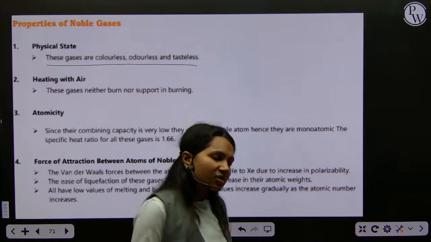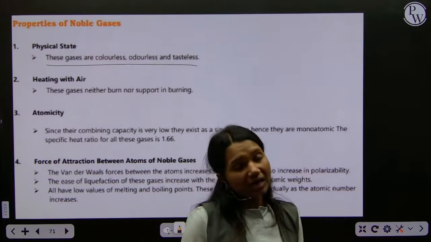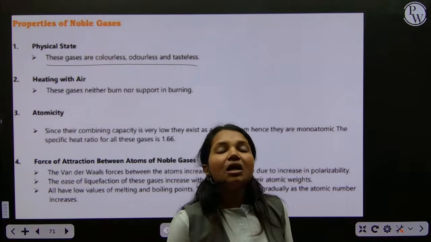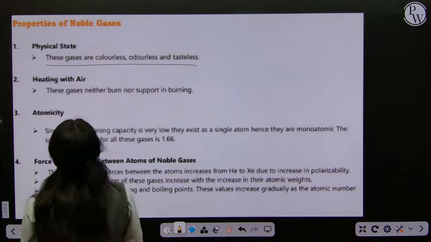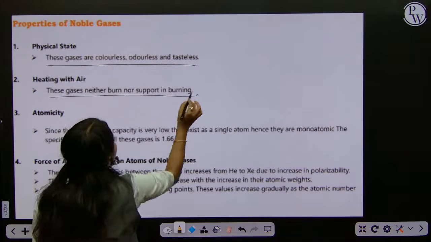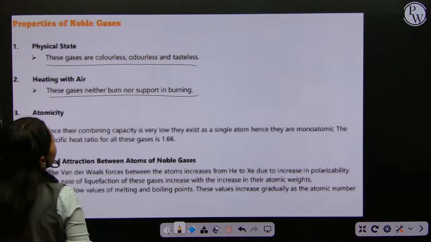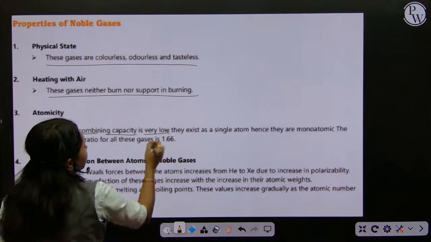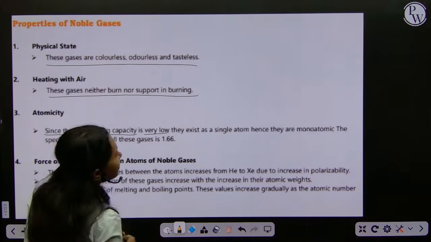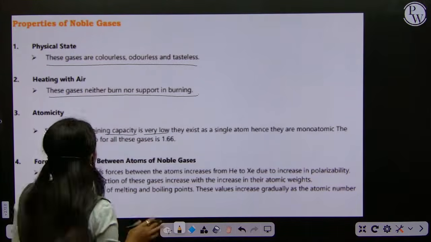Why are they gases? Because they do not combine with another atom of noble gas, and that's why these are colorless, odorless, tasteless. These gases neither burn nor support burning. Since their combining capacity is very low, they exist as single atoms, hence they are monoatomic.